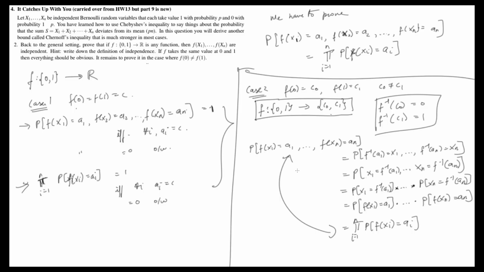So the crucial step where we need the xi's to be independent is going from this step to this step. What we did between these two steps is where we used the fact that the xi's are independent. So now we know that if all the xi's are independent, then any function of the random variables is also going to be independent. So that's it for part 2 of question 4.